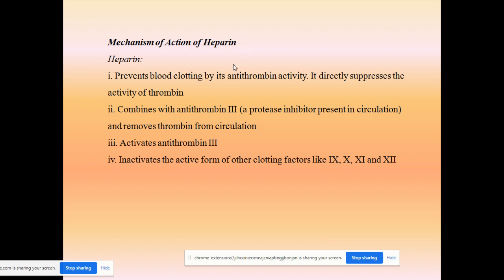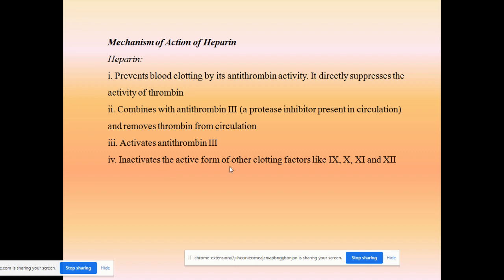See here the mechanism is given. Heparin prevents blood clotting by its antithrombin activity. It suppresses the activity of thrombin. Next, it combines with antithrombin 3. Antithrombin 3 is a protease inhibitor and removes the thrombin from the circulation. Third, it activates the antithrombin 3.